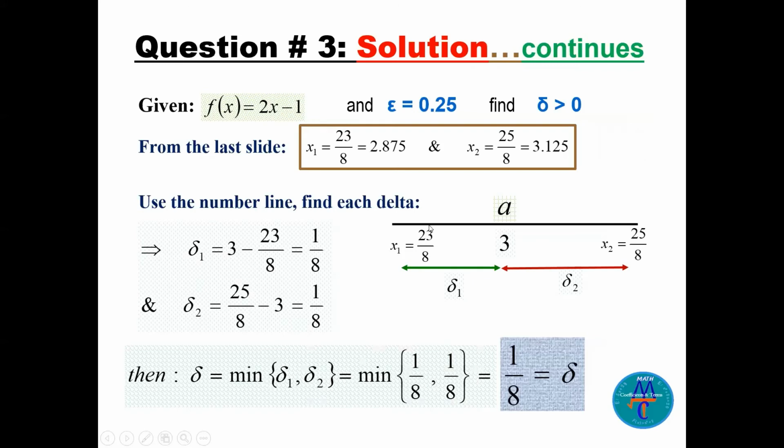So this is x1 on the number line. We can find delta. First, we find delta 1 and delta 2. So this is a equal to 3. So delta 1 will be 3 minus 23/8, which is 1/8. And delta 2 will be 25/8 minus 3, which is 1/8 also. So delta will be the minimum of these two values, which is the same. So we can choose delta to be 1/8.